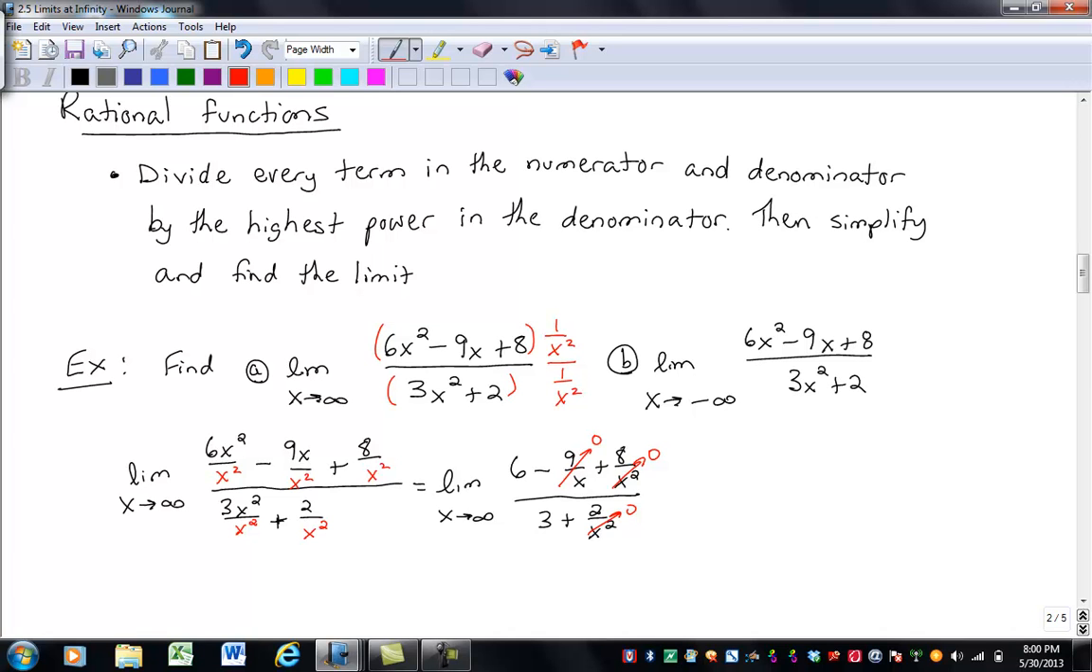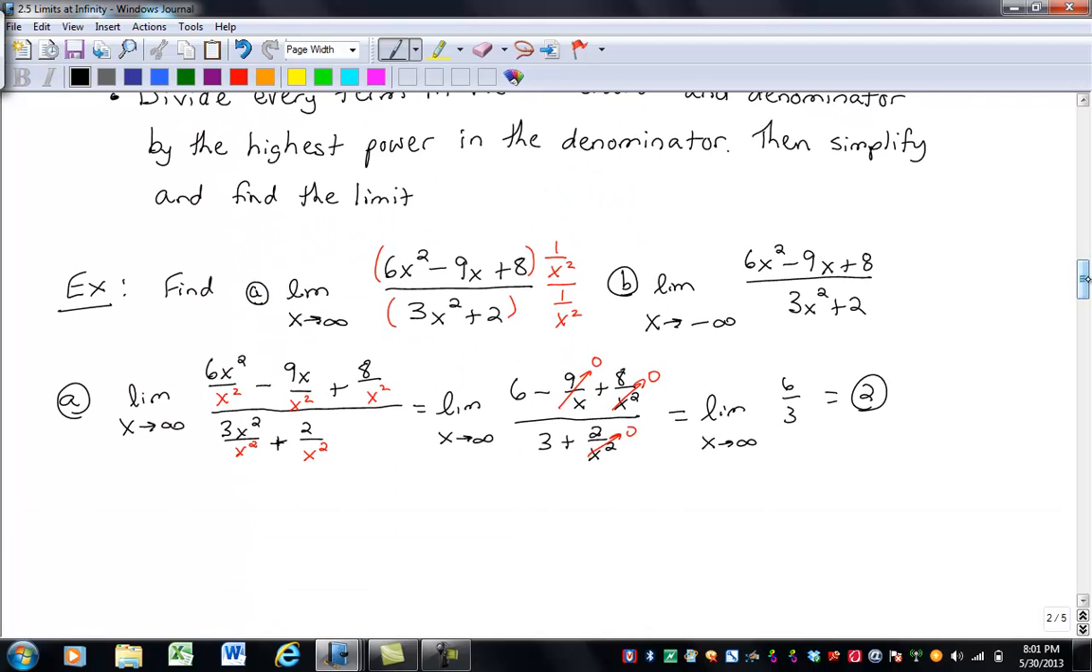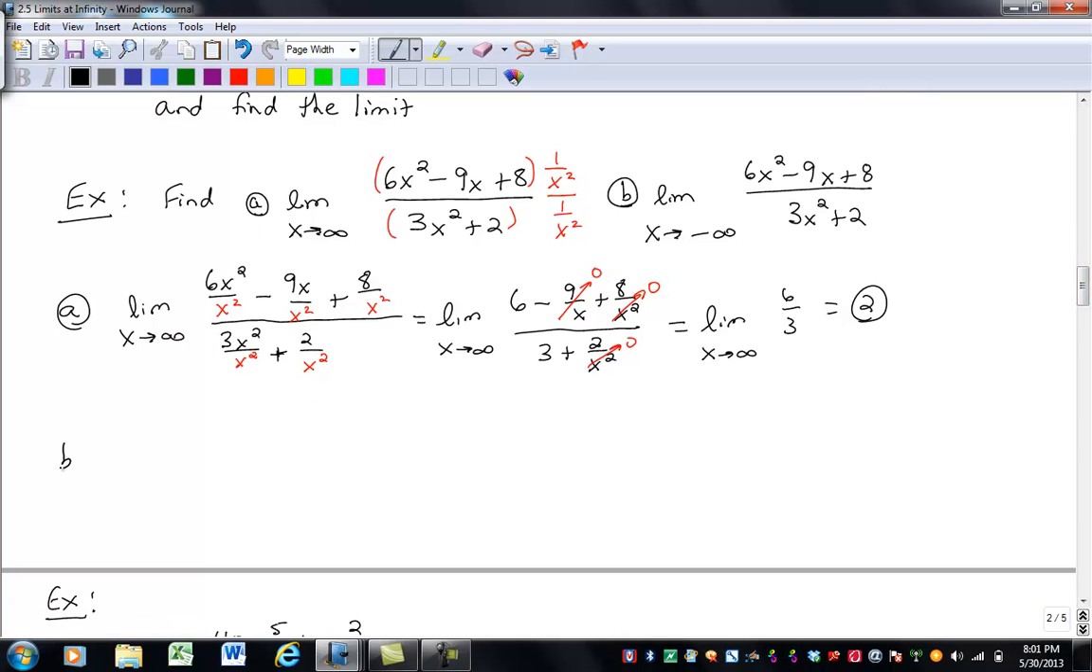So in this example here, I get the limit as x goes to infinity of 6 over 3, which is the number 2. That's for part A. The limit as x goes to infinity is 2 in part A. Now if I do part B, everything is going to be exactly the same, except this very last part here.